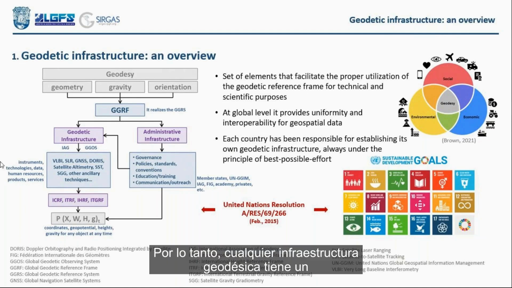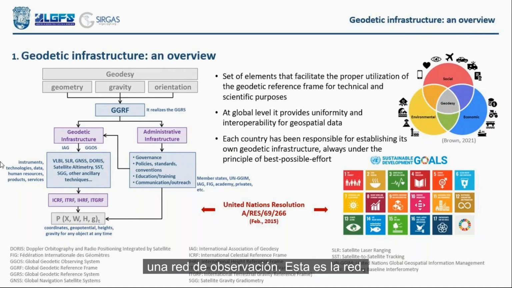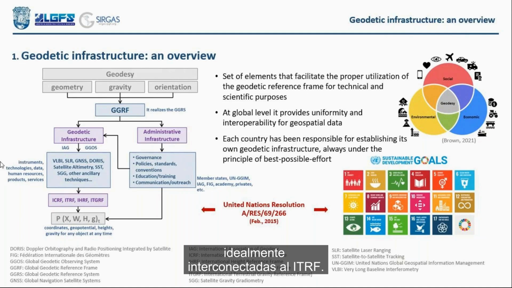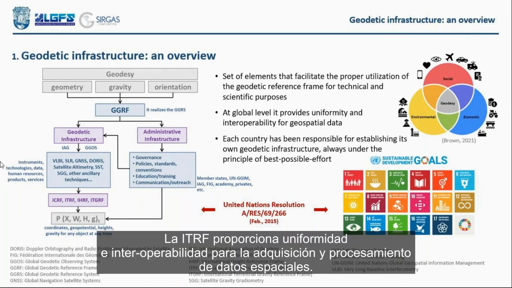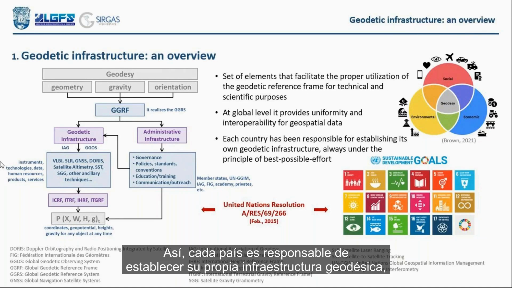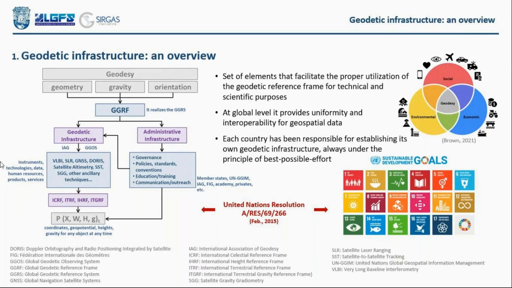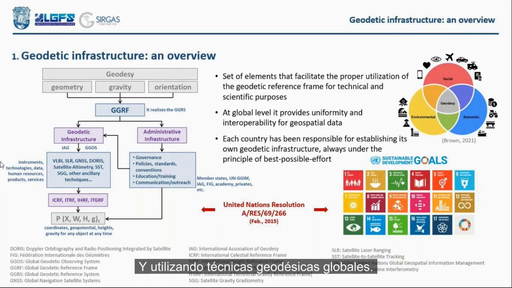So any geodetic infrastructure has a physical or tangible component, an observational array. This is the network itself. And the networks are deployed at national or continental levels, ideally with interconnection to the ITRF. The ITRF provides uniformity and interoperability for geospatial data acquisition and processing. So each country is responsible for establishing its own geodetic infrastructure, always under the principle of the best possible effort. And the global techniques, or geodetic techniques, like GNSS, are the most effective for these purposes.